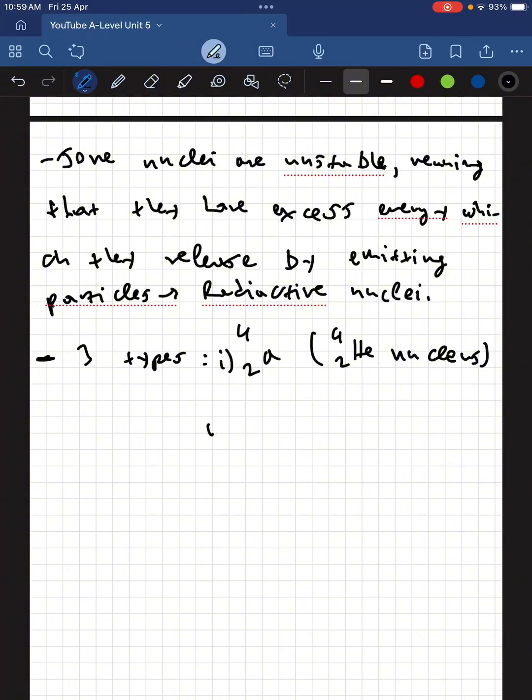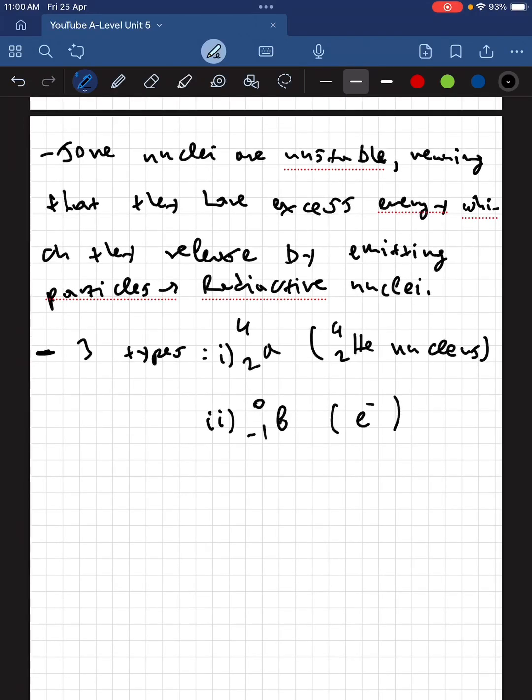The second type is beta particles, and we denote this as 0, -1. And by the way, I forgot to mention that 4 means 4 protons and neutrons. That's the mass number of an alpha particle. And 2 is the atomic number, which is the number of protons. In the case of the alpha particle, there are no electrons. So the atomic number tells you which element you're dealing with, and the mass number tells you its mass. A beta particle has 0 mass and an atomic number of -1 because it's an electron. So beta particles are electrons.